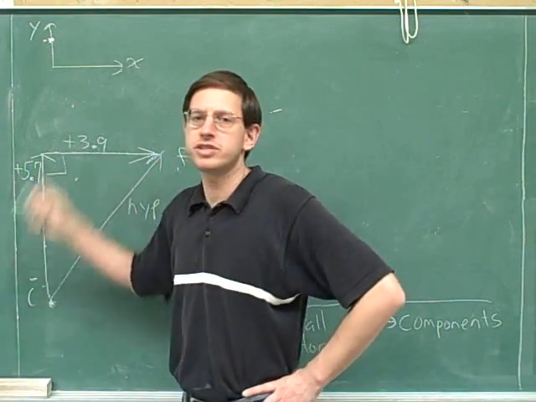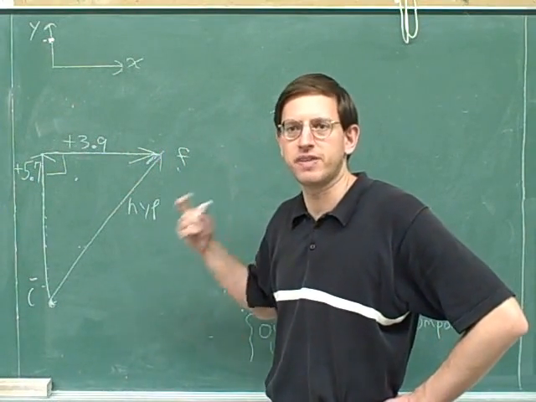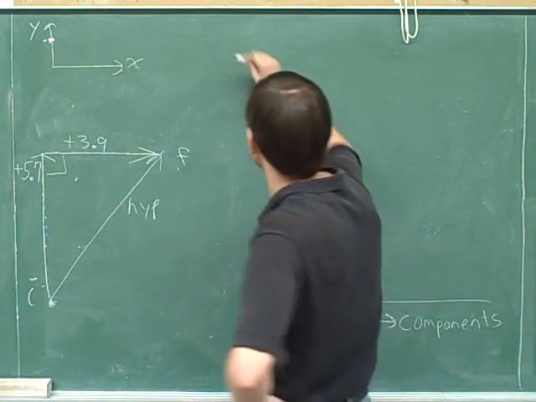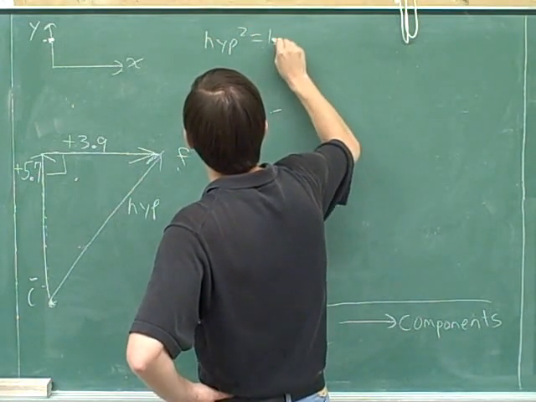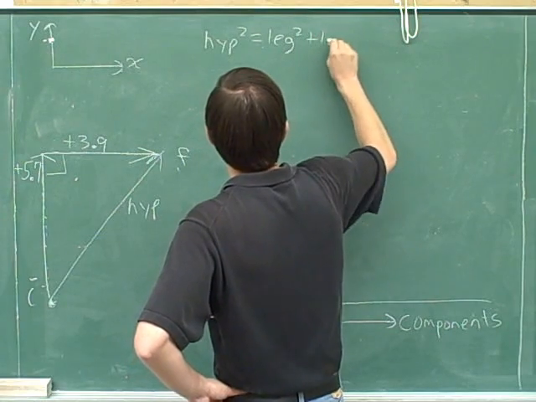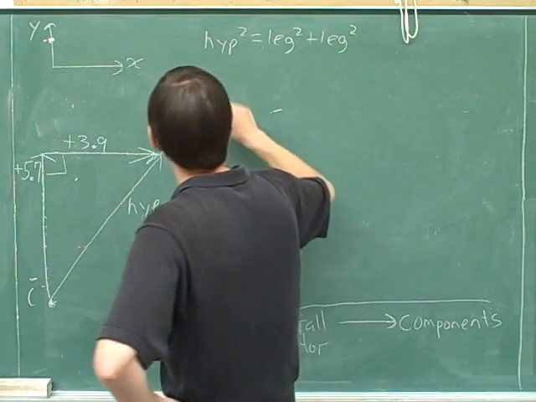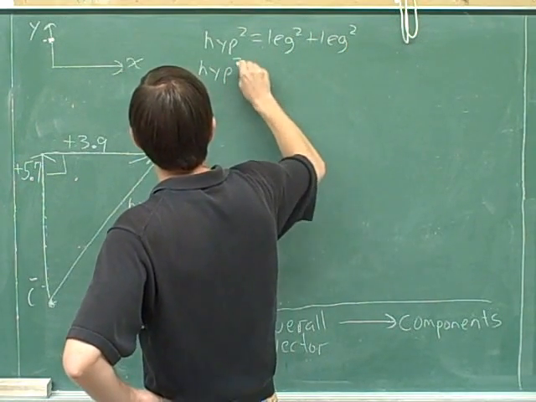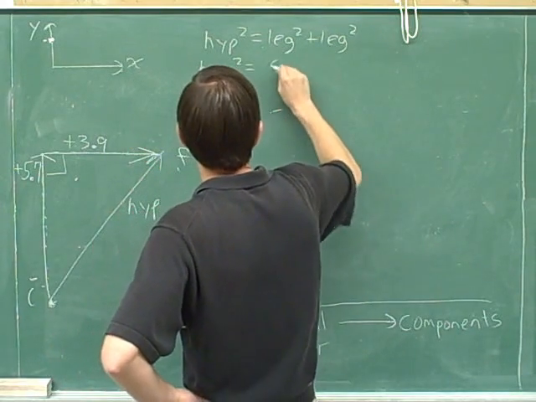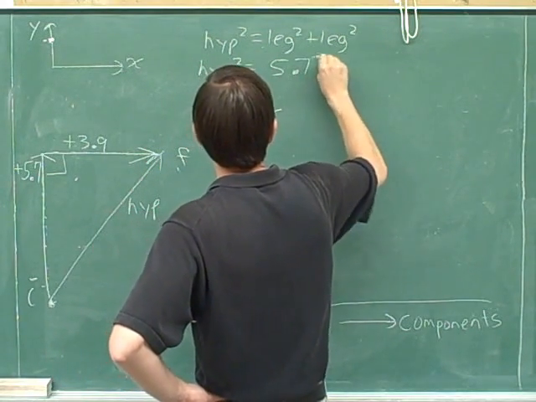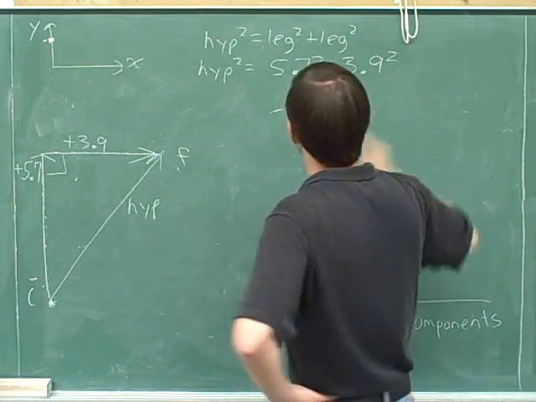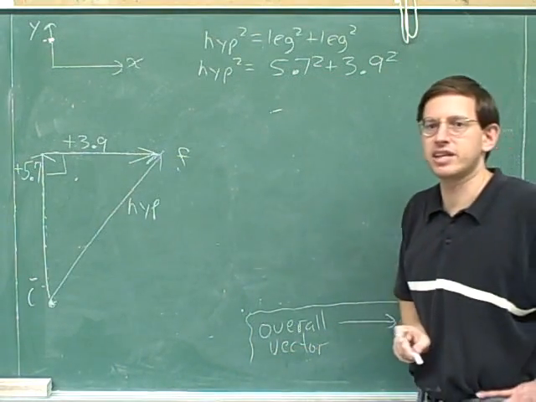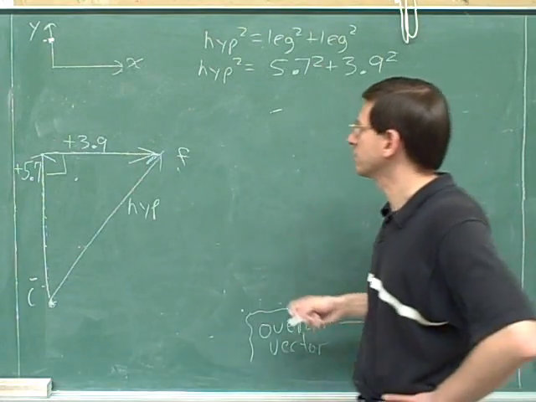Well, remember that when you know two sides, you don't need a trig function to find the third side. You can just use the Pythagorean theorem. The hypotenuse is what we don't know. One of the legs is 5.7. The other leg is 3.9. It doesn't make sense to plug in signs here because these are lengths and magnitudes.